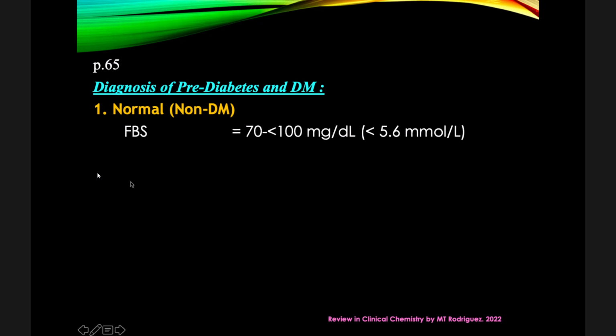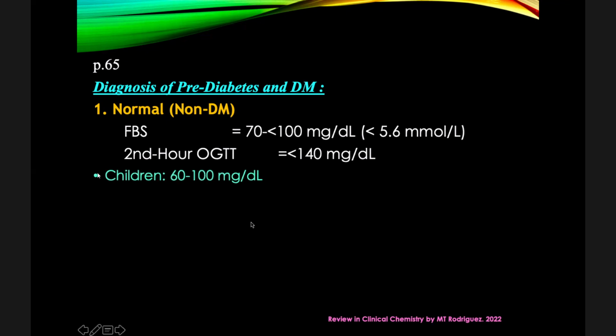And what is the second hour sample? That is the confirmatory sample. What is the 0 hour sample or FBS? That is the screening sample. If the second hour OGTT sample is less than 140 milligram per deciliter, that is confirmed non-DM.